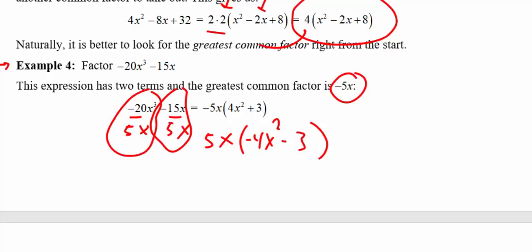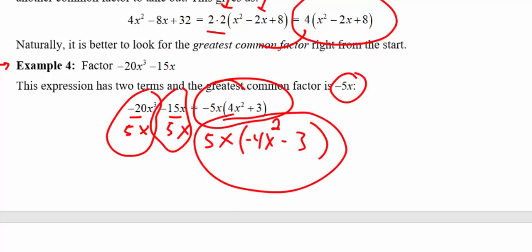So this answer is actually the same as the other. These two answers are the same, just the signs change, because think about it. 5x times negative 4x squared is negative 20x cubed, and negative 5x times 4x squared is still negative 20x cubed. So I would accept this answer or this answer. Either one is acceptable. Generally, we try to keep the x squared term positive, so this top one is preferred.